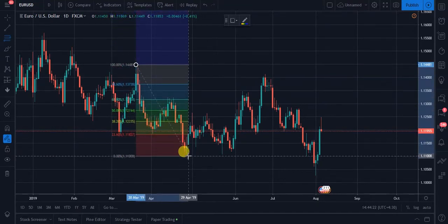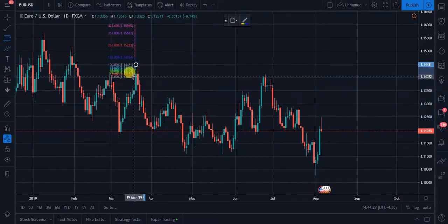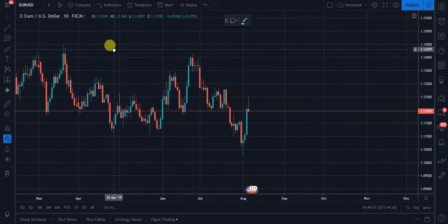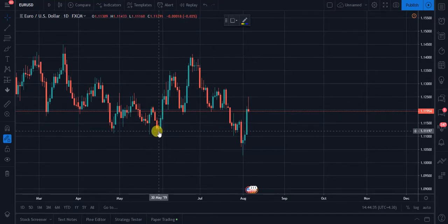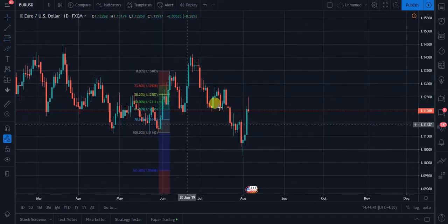Okay guys, from high to low. But in a bullish trend, for example here, the Fibonacci is drawn from low to high. Just remember that. For a bullish trend, we draw the Fibonacci retracement from low to high.